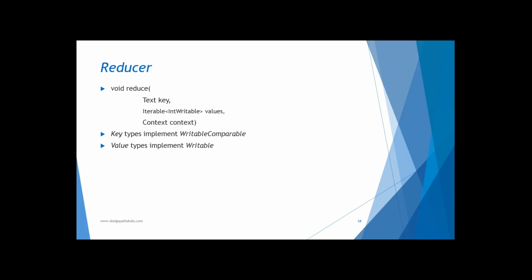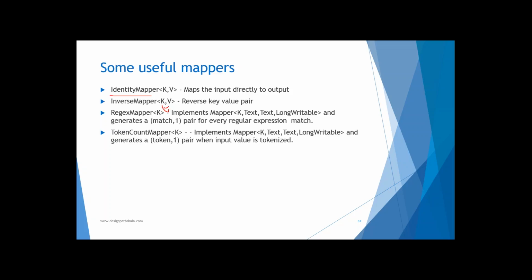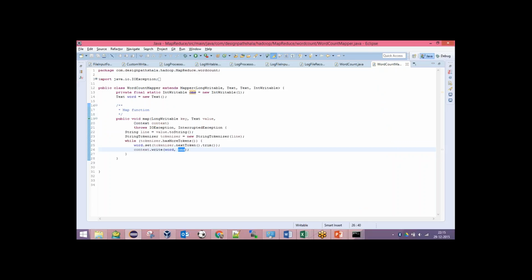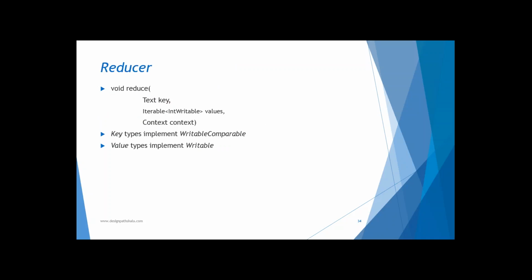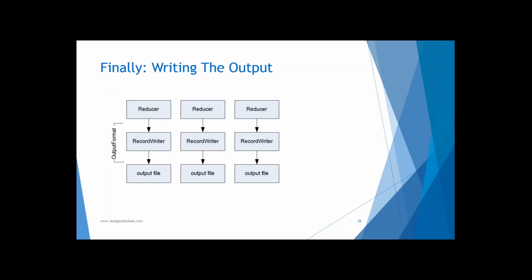So these are already implemented mappers which you can use. Otherwise you can write your own, definitely, always. As I told you, the reducer gets your key, and the values become iterable in the sort and shuffle phase. Keys are writable, comparable.